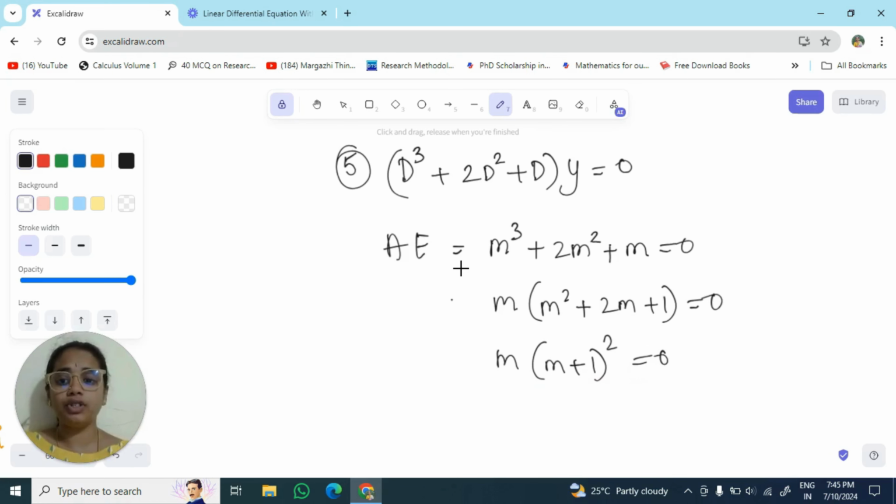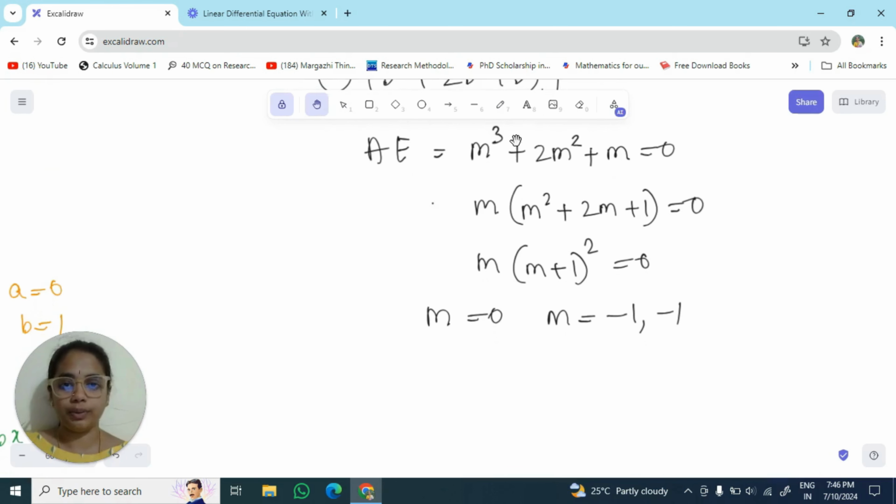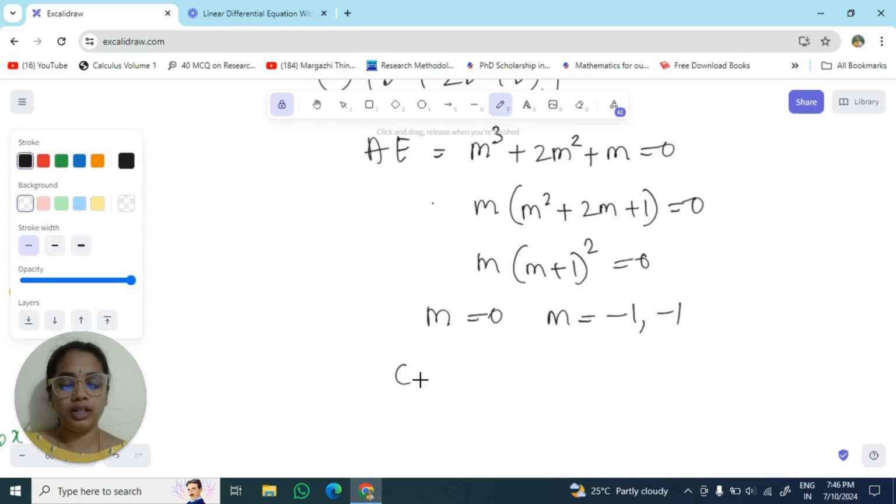Now this is a cubic equation, so you have to get 3 roots, right? So what are the 3 roots? m is equal to 0 is one of the roots, and if you equate m plus 1 is equal to 0, we would get m is equal to negative 1. So these are the 3 roots of this cubic equation. So the roots are 0, negative 1, negative 1. 0 is different from negative 1, but these two negative 1s are same. So I'll be writing it as a e power 0 into x plus b plus cx into e to the power negative x.